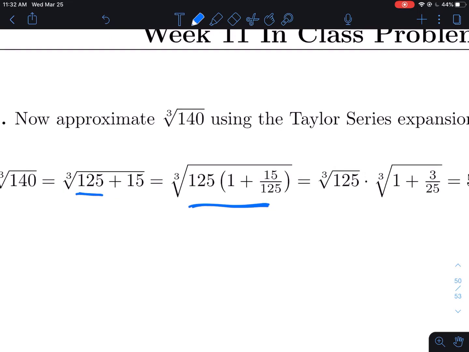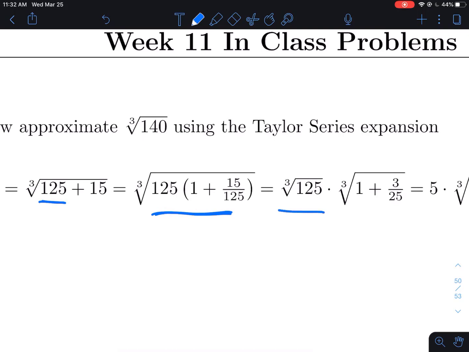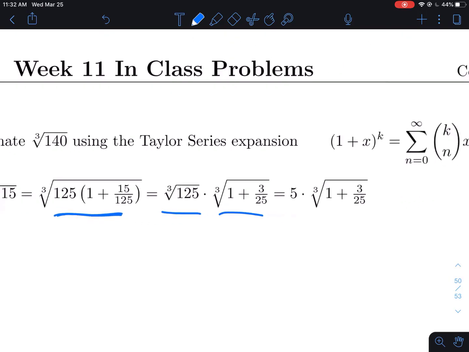And then roots, square roots, cube roots, all exponents, right? They have this great rule that you can go ahead and break them up over multiplication or division. So I'm going to take the cube root of 125 and multiply it by the cube root of 1 plus 3/25. And so now, again, notice 5 is well known and understood. It's just 5. But here, 1 plus 3/25, this now becomes a good candidate for x. Remember x, the radius of convergence, the things that we were allowed to plug in, right, between -1 and 1, right? So 3/25 is in that interval, and so now we have some hope.